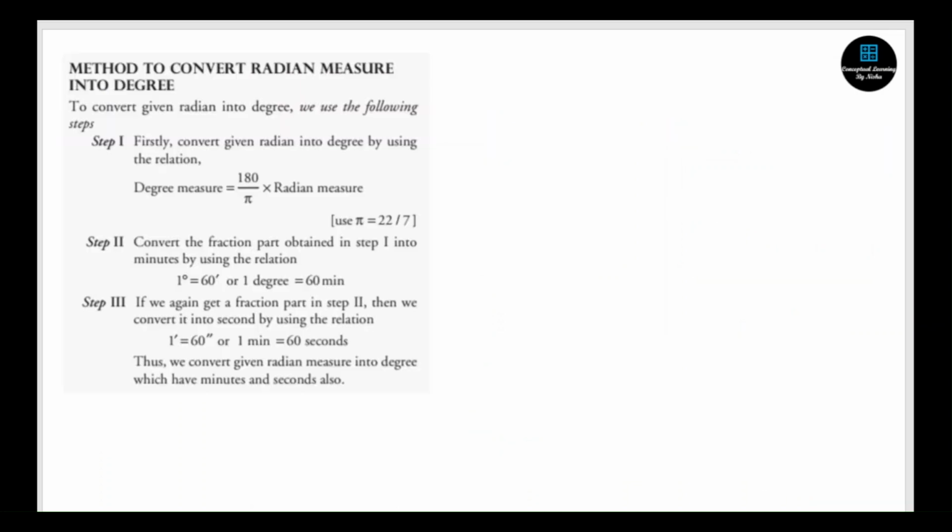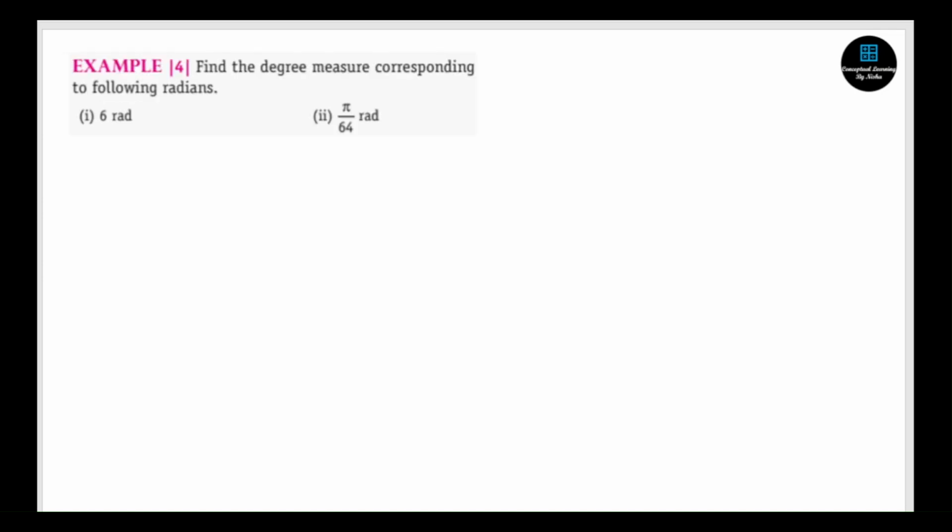Now let's learn how to convert the radian measure to degree measure. You have to use this relation: degree measure equals 180 over pi times radian measure. Use pi as 22 over 7. When you get a fraction part, convert that into minutes or seconds one by one. When you solve the questions, you will understand what I am trying to say. So let's convert 6 radians into degrees.